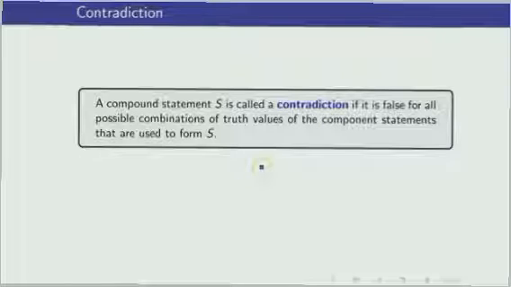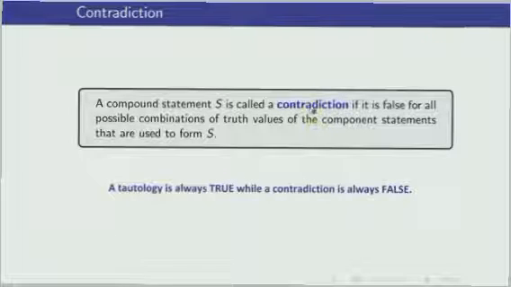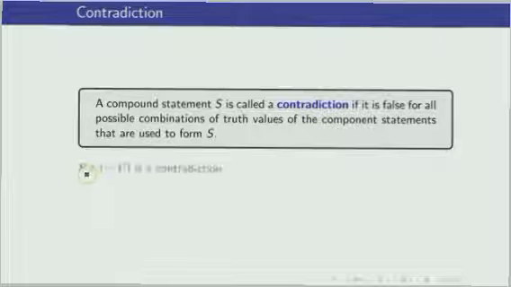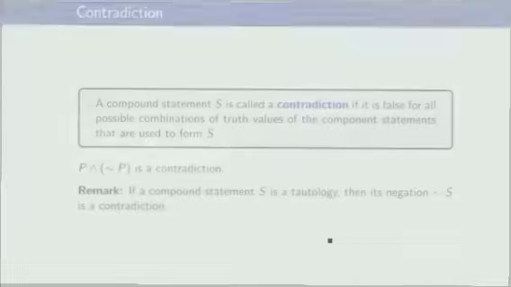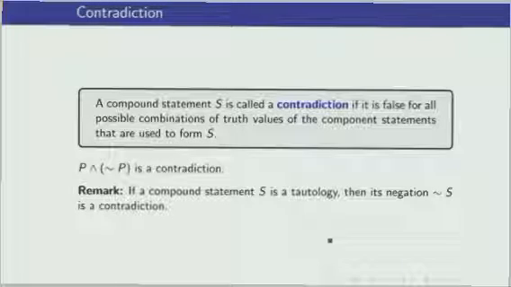Here is the definition of a contradiction. A compound statement is a contradiction if it is always false, regardless of the truth values of its components. So take note that a tautology is always true, whereas for a contradiction, it is always false. So for example, P and not P is a contradiction. Here, if we construct the truth table for P and not P, they will never be both true. So therefore, this is always false. Take note that if a compound statement is a tautology, then its negation is a contradiction.